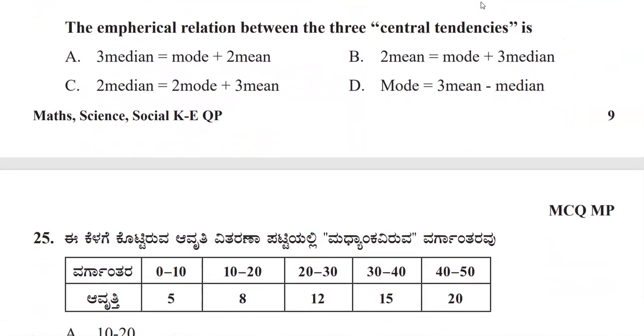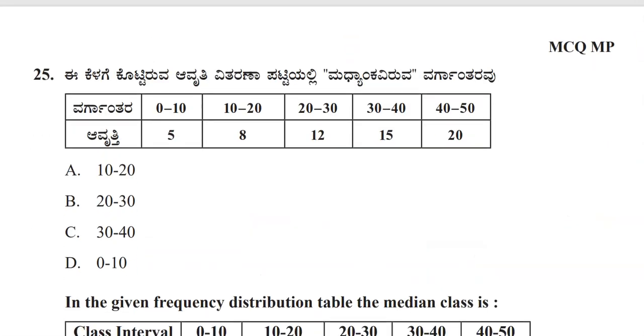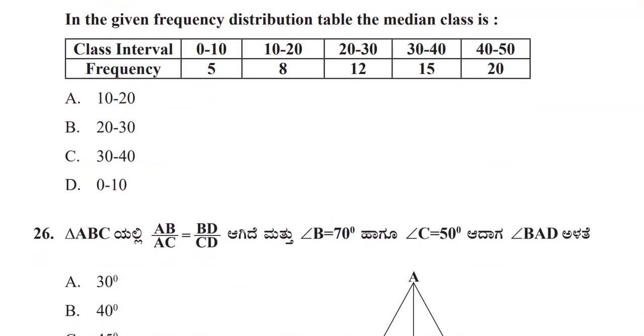Question number 24. The empirical relationship between the 3 central tendencies is. Option A, 3 median is equal to 1 mode plus 2 mean. Question number 25. In the given frequency distribution table, the median class is. Here, the correct option is option B, 20 to 30. Next, here the correct option is 30 to 40. Option C.